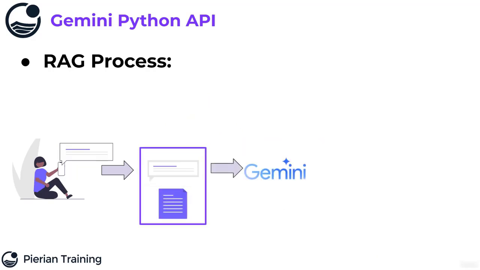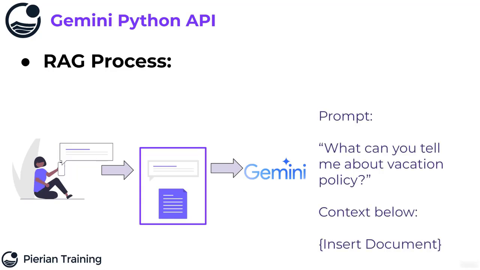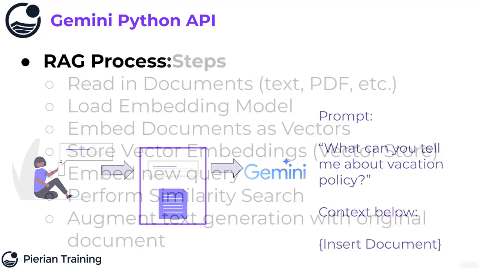And so I'm going to pass in my original query with additional context, and then paste in that document. Then I'll pass that into Gemini, and maybe the prompt is, what can you tell me about vacation policy? Here's some context below, and then I insert that document. So notice again the process steps.